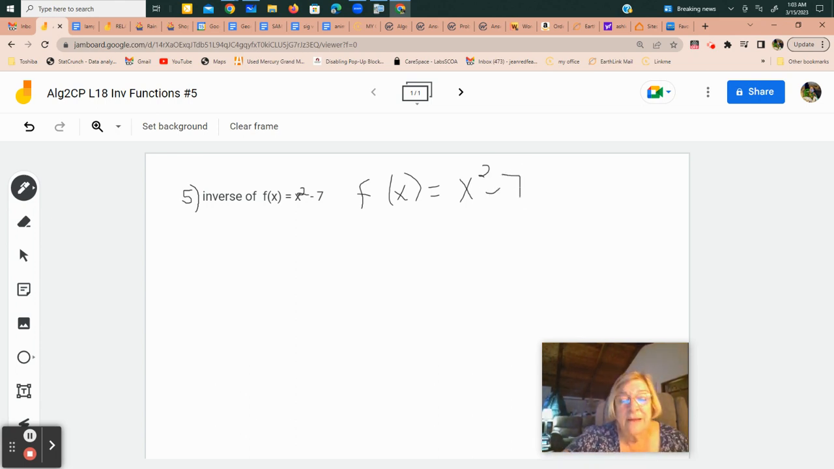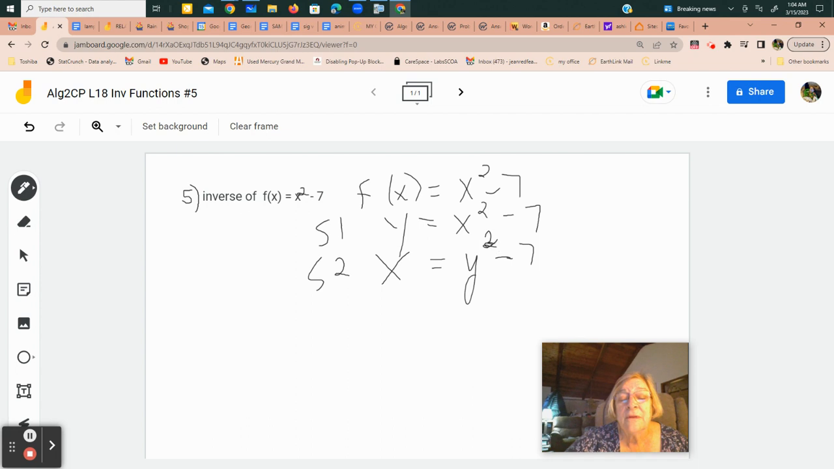And you did very well in rewriting this as y equals x squared minus 7, which was step 1. You don't have to write step 1, step 2. All you really need is the stuff that's on the right. The next thing you did, which was really good, is you exchanged the x's and the y's. So this is x equals y squared minus 7.